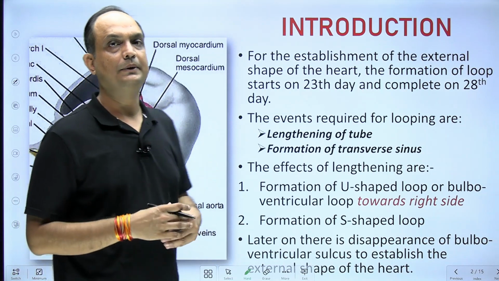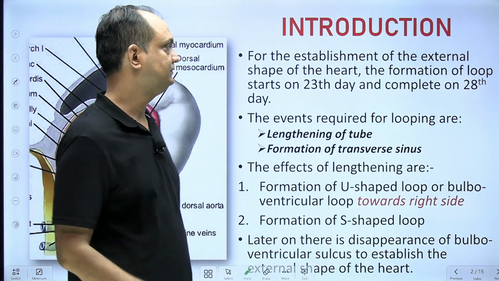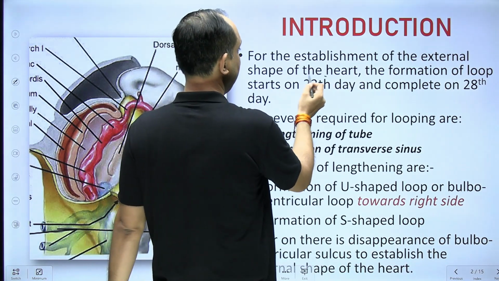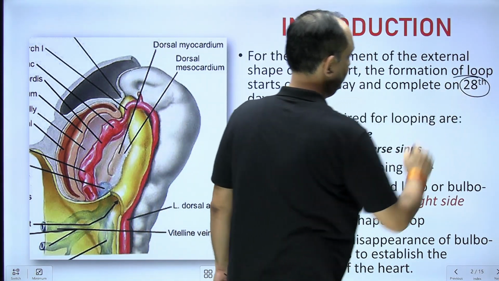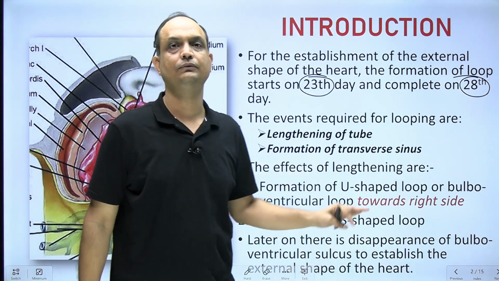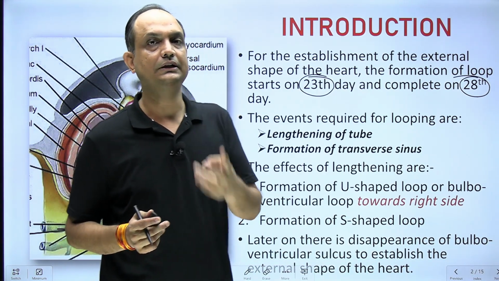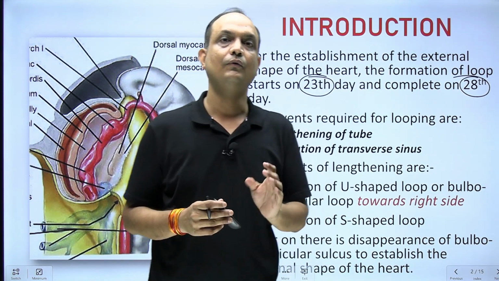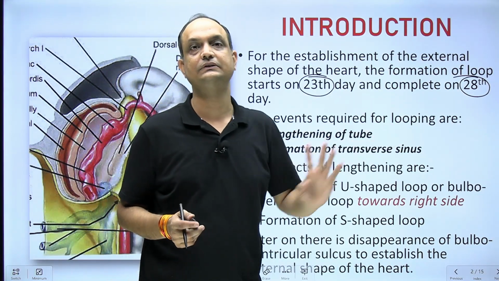Now when we are talking about the folding, dear students, there are two numbers which you have to remember. One, the looping starts on the 23rd day and it completes on the 28th day. Now, once you are talking about the formation of the folding or looping of the heart tube, there are two compulsory things. One is lengthening of the tube and the second is formation of the transverse sinus.